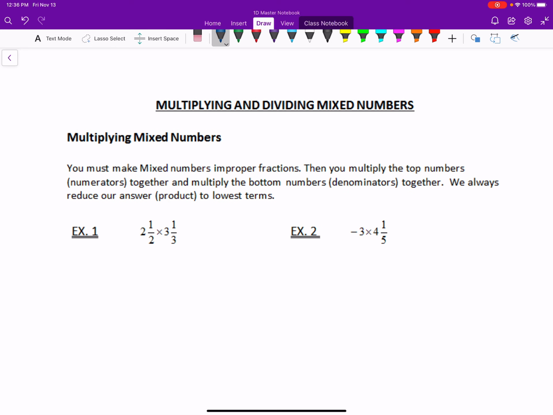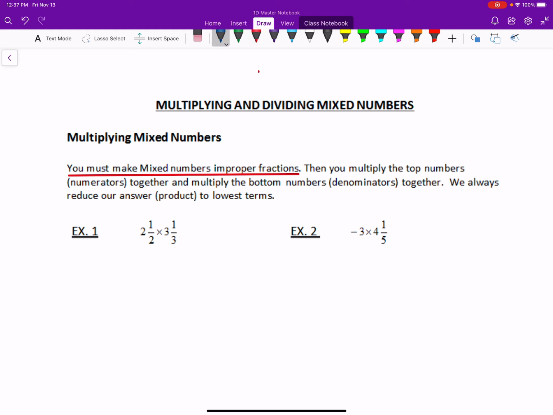Multiplying and dividing mixed numbers, some similarities, but we have to make some changes. One thing that we can't do is we do have to change things from mixed fractions into improper fractions. So here's another good reason for using improper fractions. Since you're going to have to do it anyway for multiplying and dividing, you might as well just be consistent and do it for all of your fraction needs.